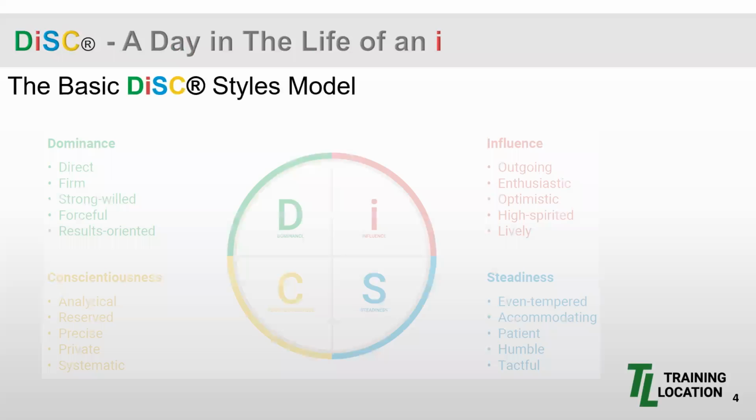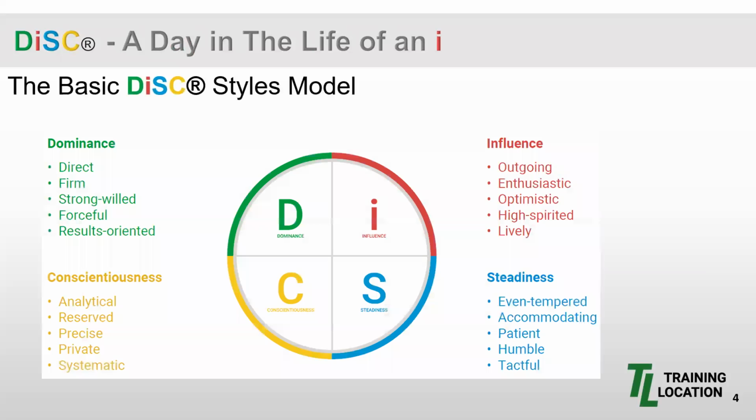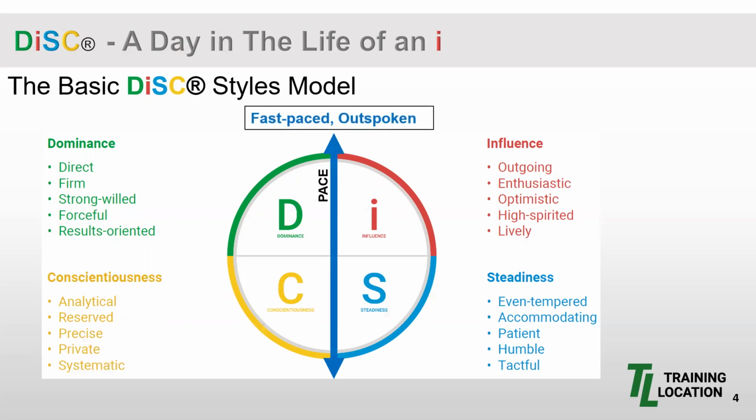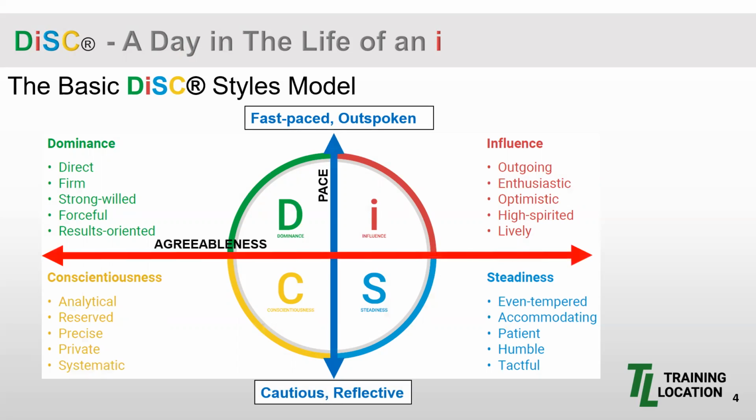The second is the basic DiSC styles model, and this is what I want you to carry with you in your mind all the time. A person's DiSC style is decided by the intersection of two dimensions of observable behaviors. The first dimension is known as an outward activity level or pace, described as either fast-paced and outspoken or cautious and reflective.